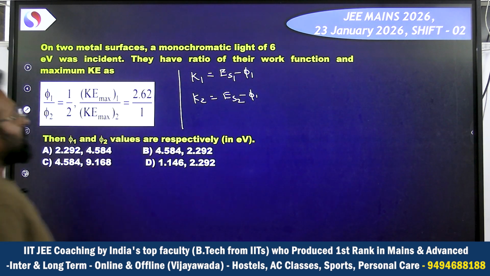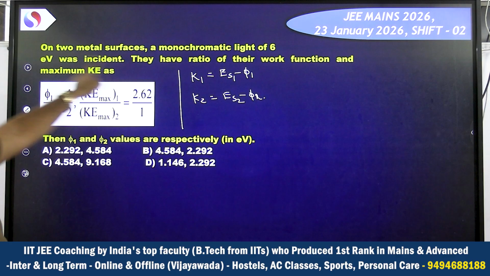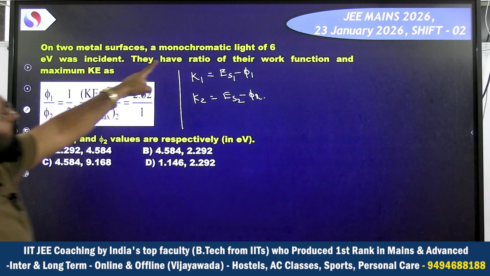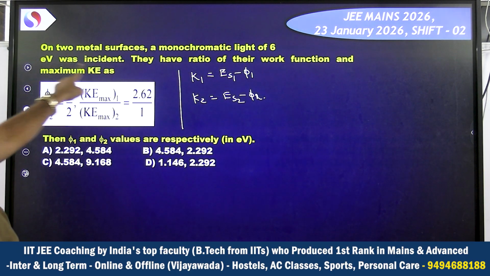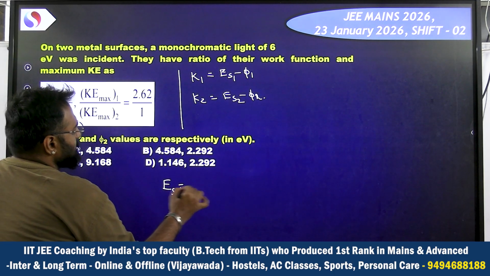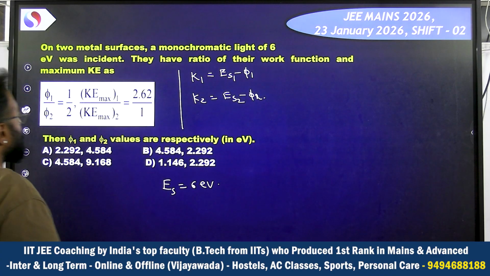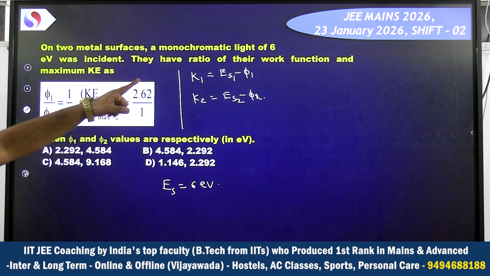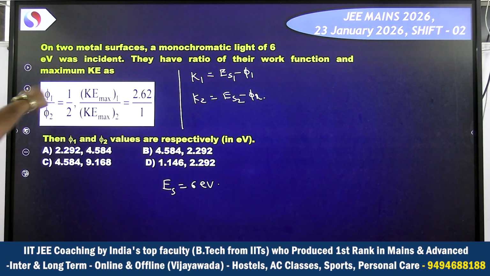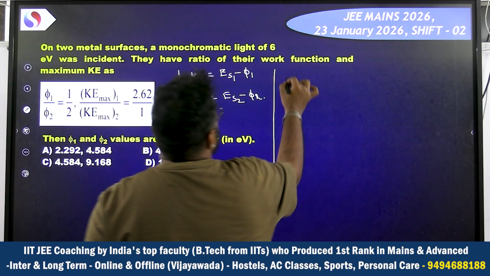Now, let's see. What is given in the data? Monochromatic light of 6 electron volt was incident. That means the energy supplied was 6 electron volt. Okay? We need to calculate. They have given the ratio of work function. Phi1 and Phi2 we have to calculate.